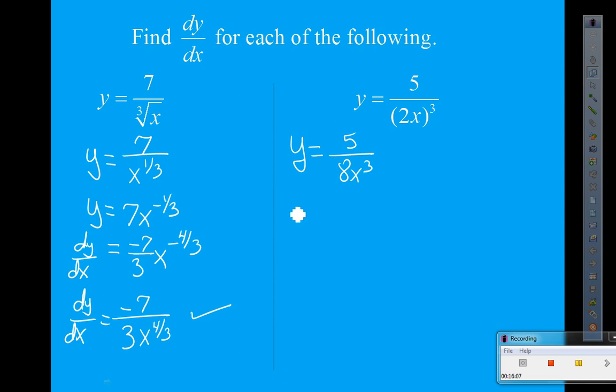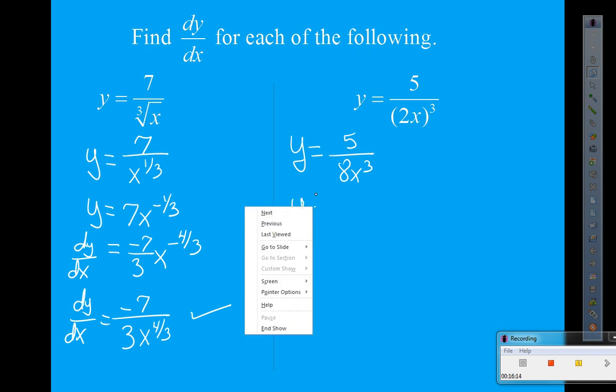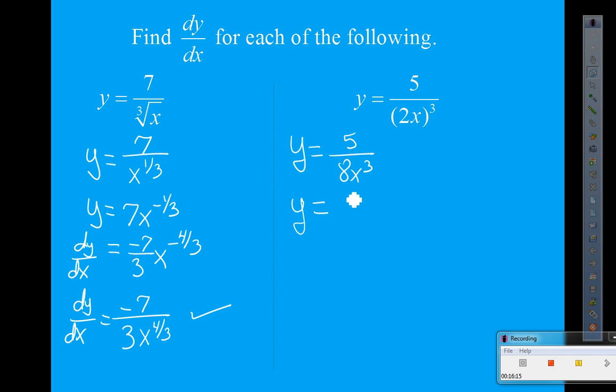Now let me write it to where I can find the derivative. So notice I still have y equal. I'm going to think of that as 5/8 x to the negative third. Now it's in the form I can use the power rule. So here goes, dy dx.